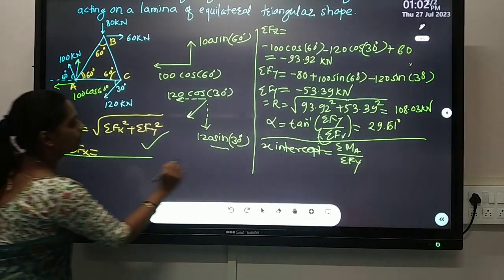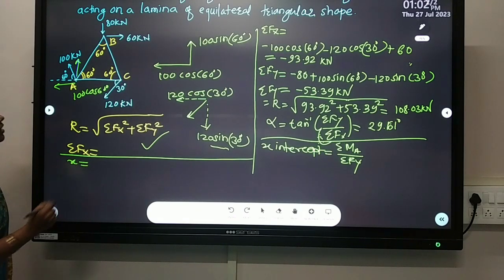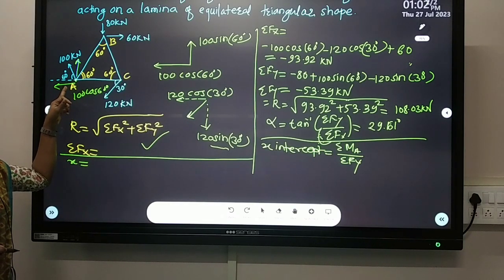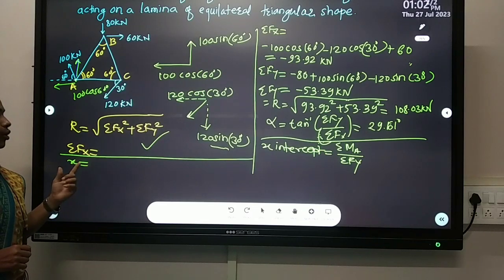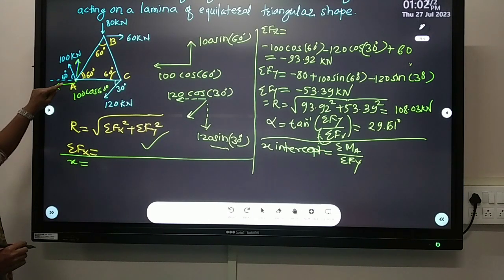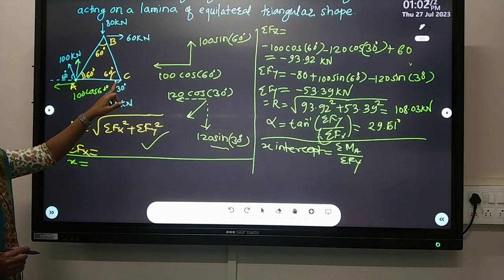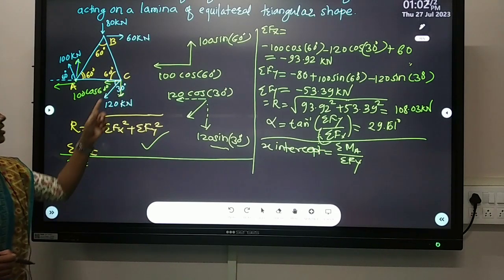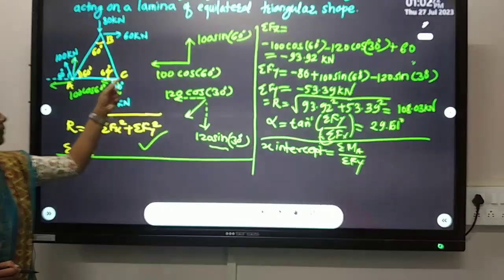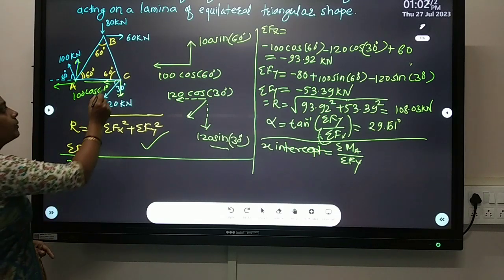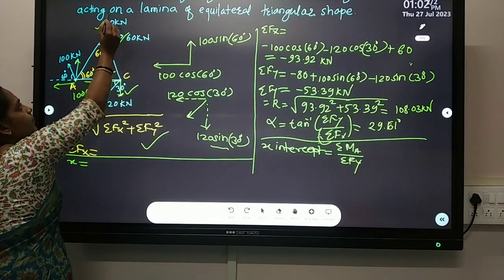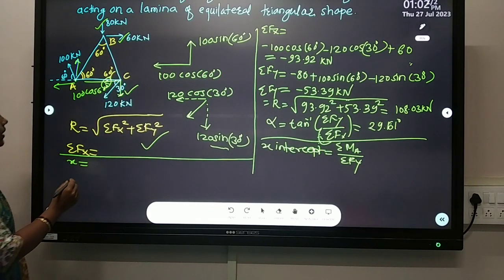Now for calculation of the x-intercept, summation of moment at point A, suppose this is point A and we have to take the moment at this point. So what is basically moment? It is the product of force into perpendicular distance. So since 100 kilonewton is passing through the same point, it won't be considered. Then the resolution at point C, there are two resolutions. This 100 cos 60 passes through the same line of action as that of A, that is why it won't come into the picture. Only the vertical components at point C, this component and this component, will come into the summation of moment at point A.